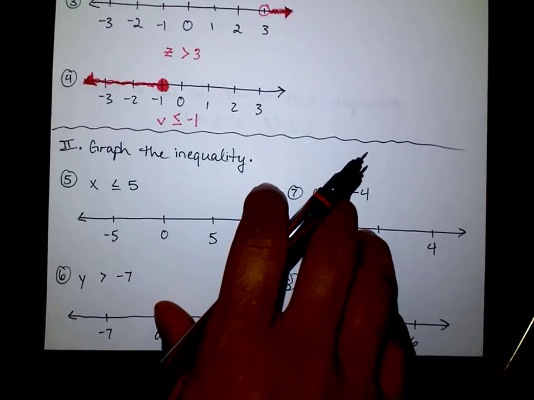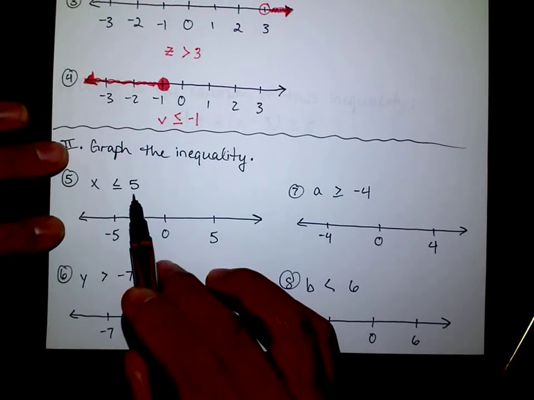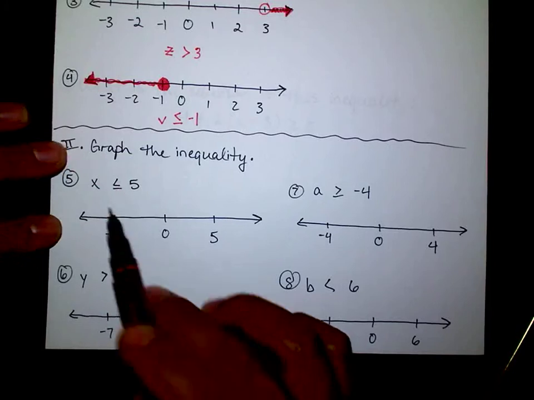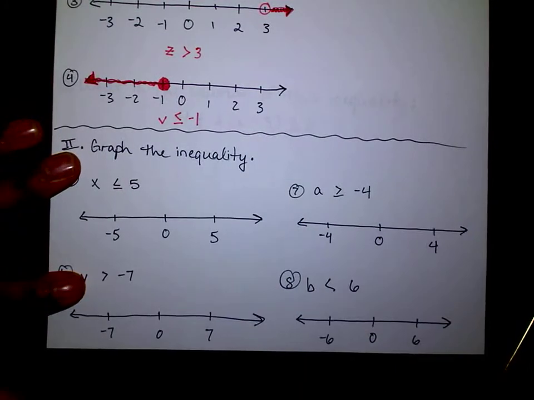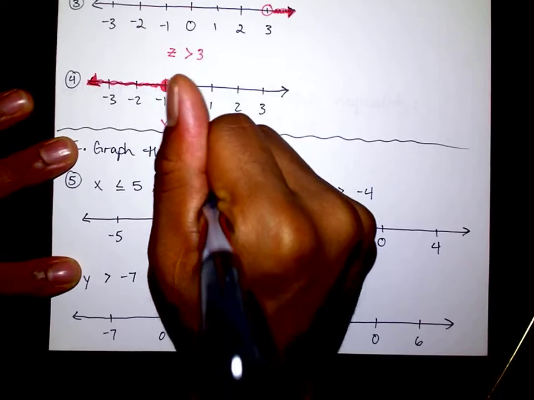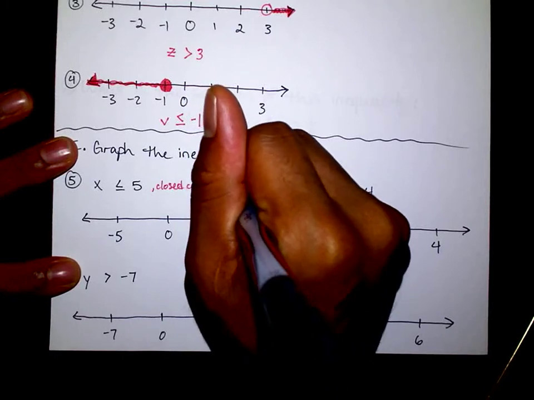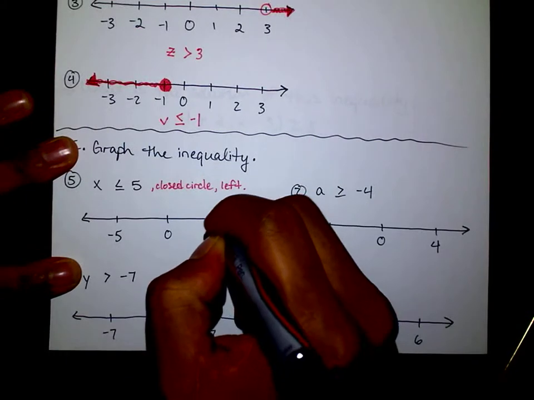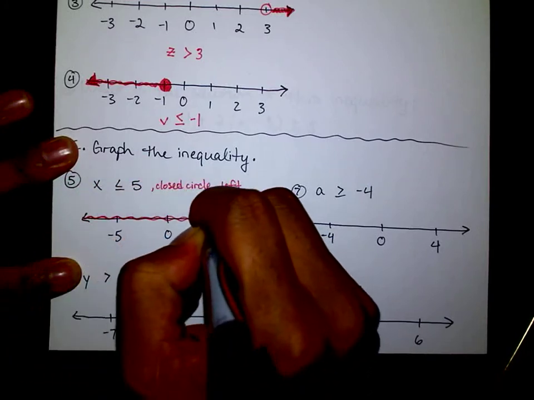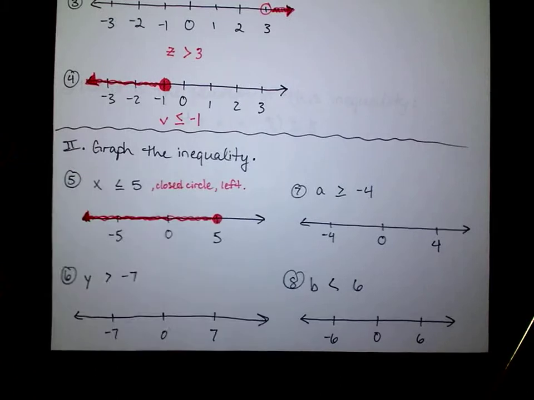Let's go down here. Let's take a look at the ones. It says graph it. Now we gotta actually graph them. Okay. Well, we know this one's gonna be on 5, and since it's equal to, this says x is less than or equal to 5. So since we have the equal to, it's gonna be closed circle. And it's going to the left. So closed, going to the left.